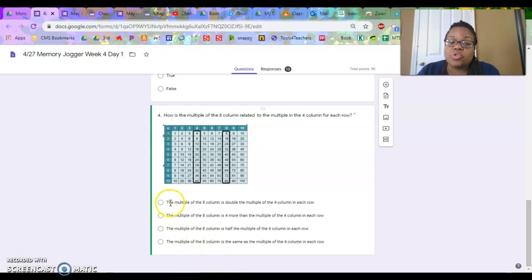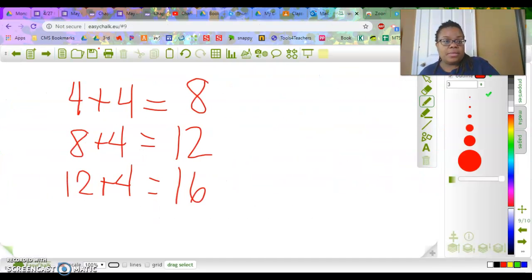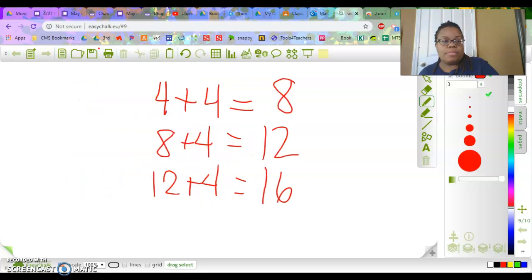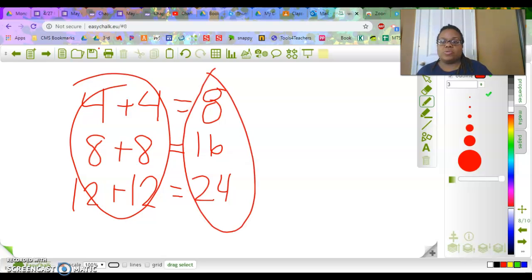My best answer choice is here, that the multiples of the 8 column is double the multiple for the 4 column. And we found that back here, because these are our double facts, and it allows us to get to this fact here.